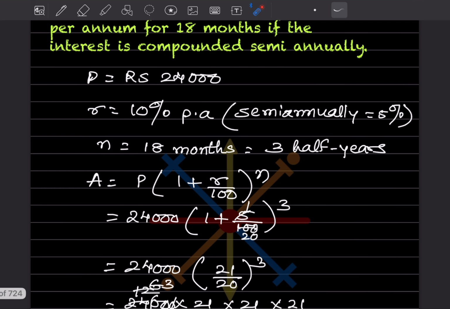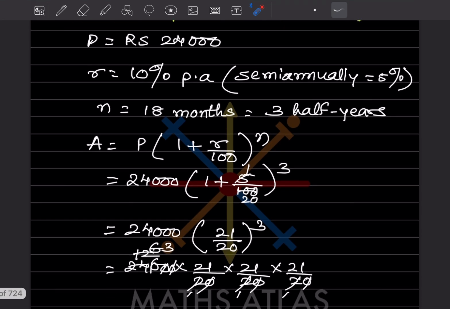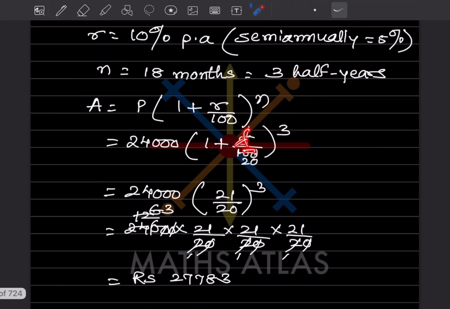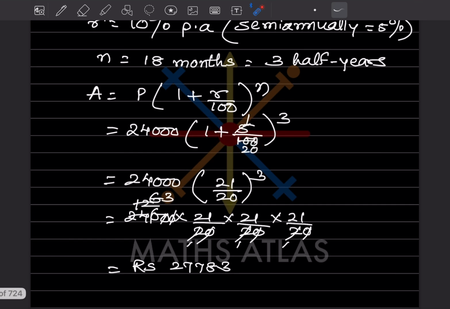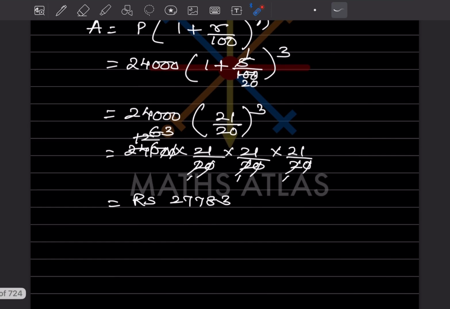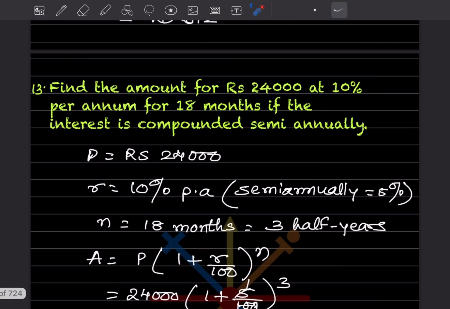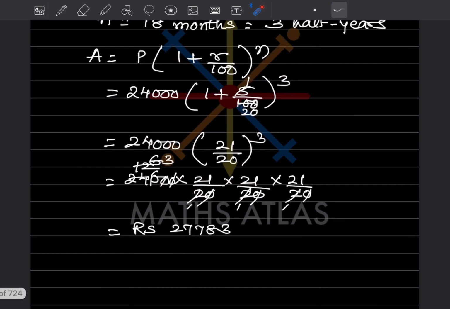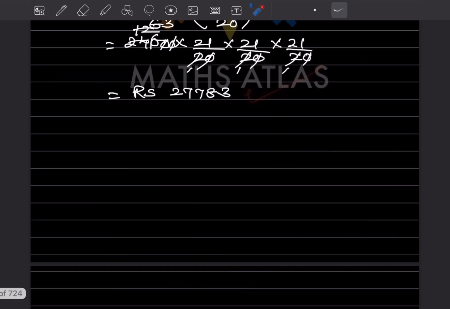So for the amount, the formula you have to remember: this is 24,000 times 1 plus R, which we got as 5 divided by 100, and the power here will be 3. So 5 ones are 5, 20s are 100, that will be 20 plus 1, which is 21 by 20. This you are going to multiply 3 times. So after simplifying, we get 27,783. They have asked just for the amount, so we are going to stop at this step.